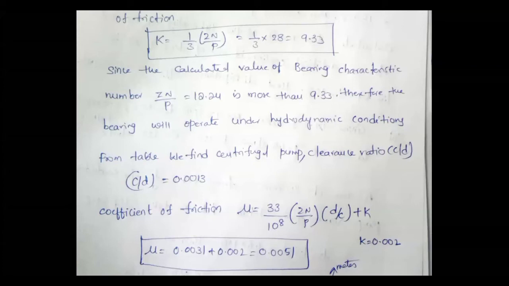Now take the value of C by D ratio, same data book, same centrifugal compressor, corresponding value of C by D. What is the C by D value? Please observe in your data book. My observation is 0.0013. Please refer to your data book and post your answer in the chat box. If there is any variation, I will let you know.